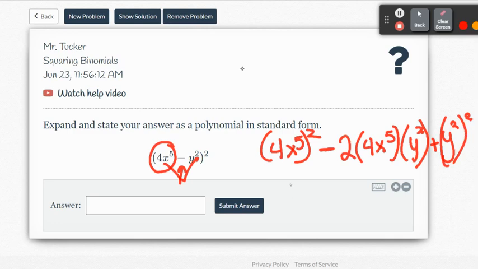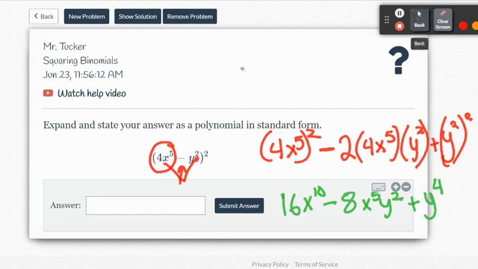And then we just work that out to get our final simplified result. 4 squared is 16. X to the 5th squared would be x to the 10. This will be negative 2 times 4, which is 8, x to the 5, y to the 2nd, plus y squared squared is y to the 4th. So that will be one of each type where we had an addition and a subtraction of a binomial squared, using my perfect square trinomial formula, or the pattern of first term squared, and then whatever the sign is, double the product of the 2 terms plus the last term squared.